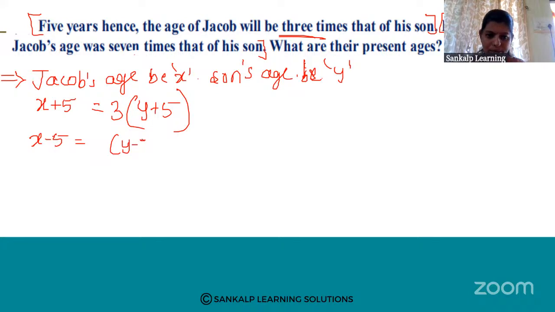So 5 years ago, the son's age is Y minus 5. So Jacob's age is 7 times that of his son. Right? 5 years ago, what would Jacob's age be? It would be 7 times his son's age. 7 times that of his son, right? So this is very, very important. Okay.